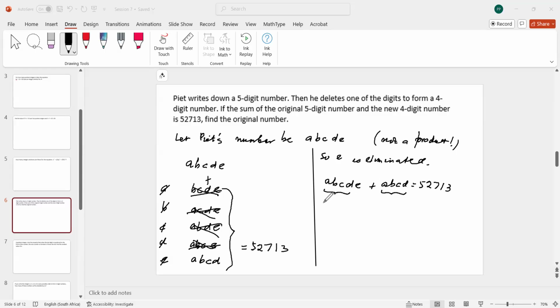See? So let's give a name to this. I'll call it N. Be A, B, C, D. Right. This is a 4-digit number. Right. So now you've got this 4-digit number with an E at the end. So it looks like this now.